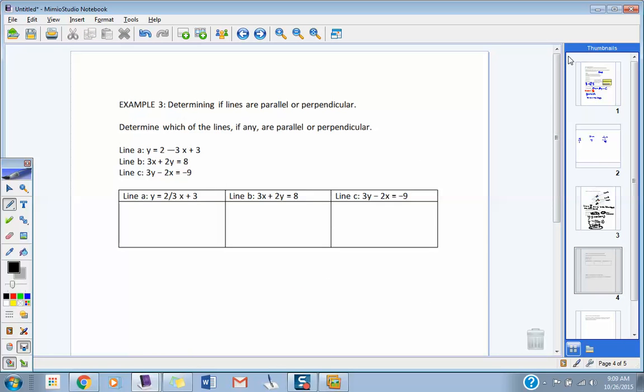Oh, I like this one. Okay, there's a typo in this. I want you to change line A up here for me. Change this to y equals 2 over 3x plus 3. Now I have it right in a table, don't I? Right down here. Because what I did is I took all the lines and put them in a table down here.